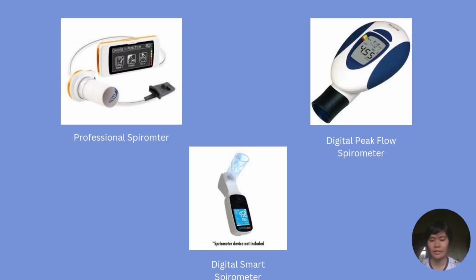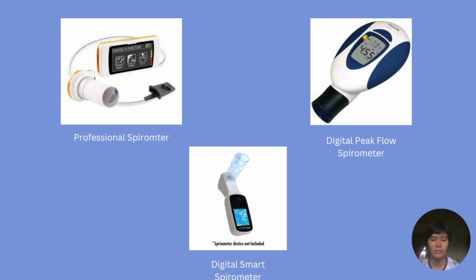So, other than the incentive spirometer, there are also several types of spirometer, for example, the professional spirometer, digital peak flow spirometer, and digital smart spirometer. A professional spirometer is a more advanced device that provides a detailed analysis of lung function by measuring various parameters, for example, forced expiratory volume and forced vital capacity. It also helps to make accurate diagnosis and treatment plans for individual needs.